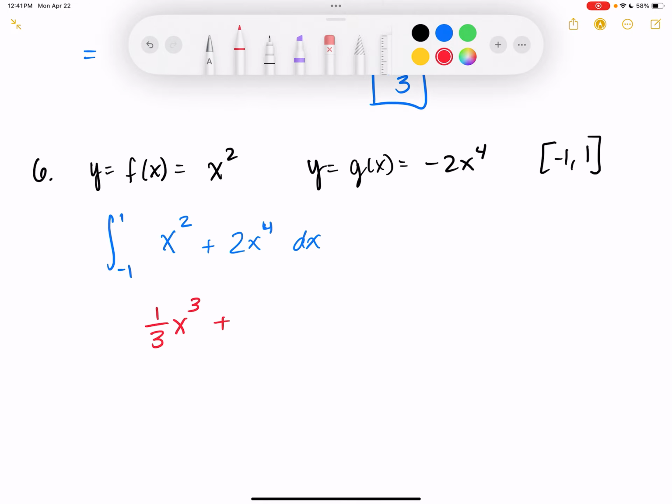The second would be 2/5 x to the 5th. And we're evaluating from negative 1 to 1. So when I plug in 1, what do I get? You get 1/3 plus 2/5. Now what? You want to get that common denominator. Oh, I'm not done. You've got to get the other. So minus negative 1, negative 1/3.